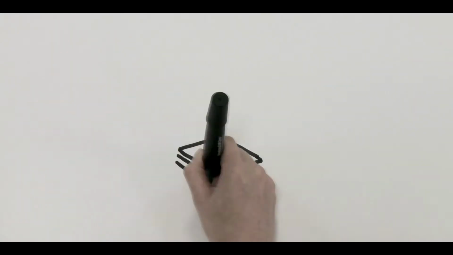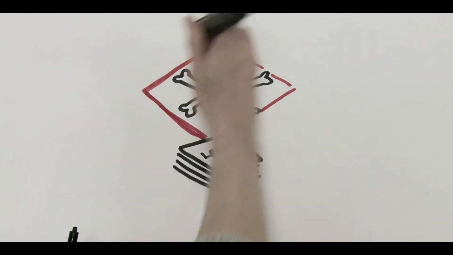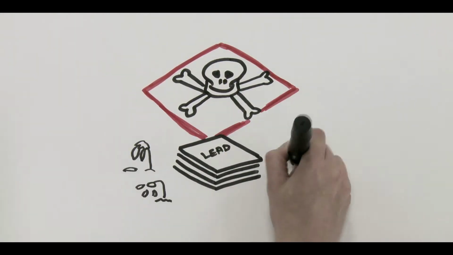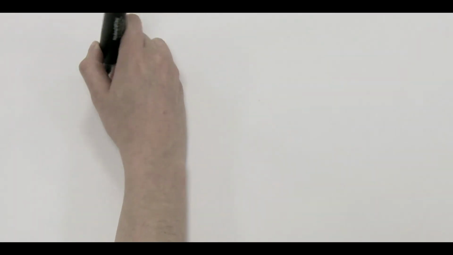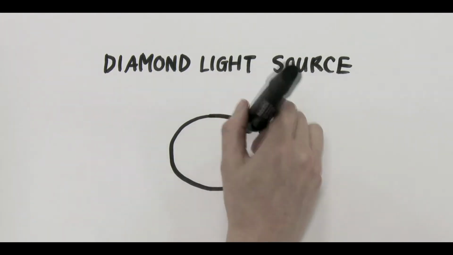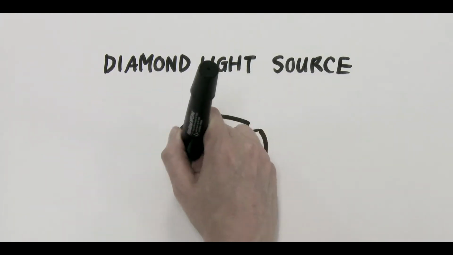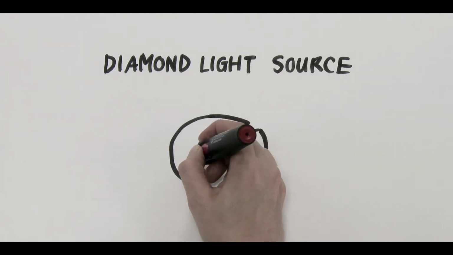Some materials, however, may contain lead, which is toxic as well as being bad for the environment. This means when designing new materials, it's important to ensure they are lead-free. We use Diamond Light Source, the UK's national synchrotron science facility in Oxfordshire, which is a particle accelerator similar to the Large Hadron Collider at CERN in Switzerland, to investigate our materials.